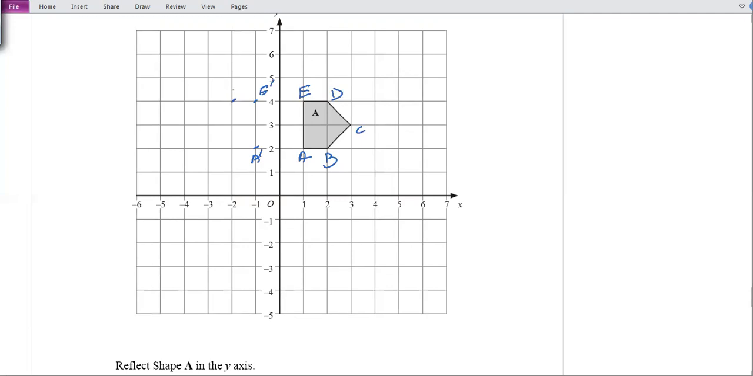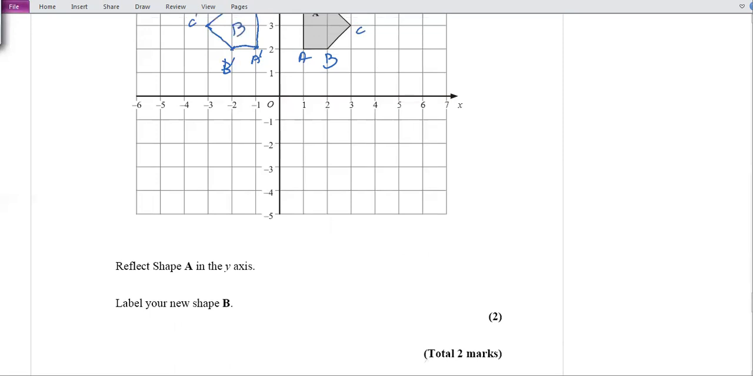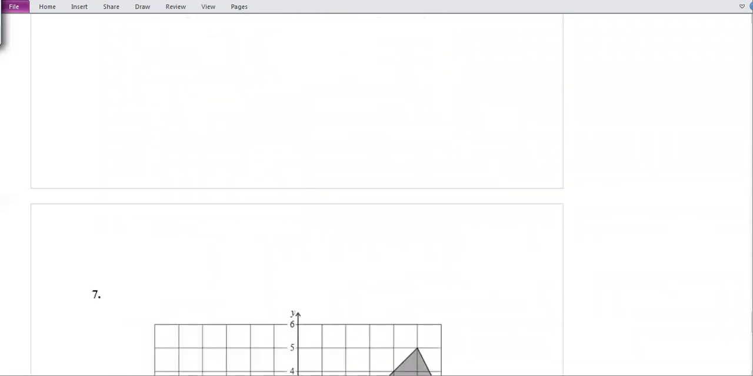1, 2. This is D dash. C is 1, 2, 3 steps, so 1, 2, 3 steps on the other side. C dash. D is 1, 2 steps, so 1, 2 steps on the other side. You can join them in the same order as they were initially. So we did the reflection of shape A, and after reflection, give it the name B, so you can write B. Okay. So this is how to do the reflection.